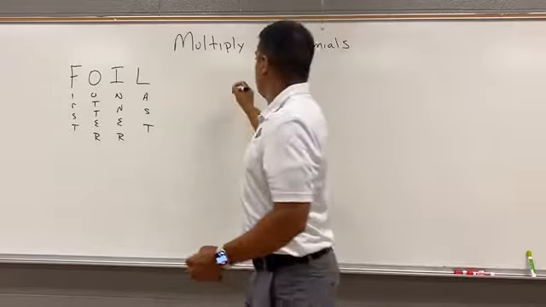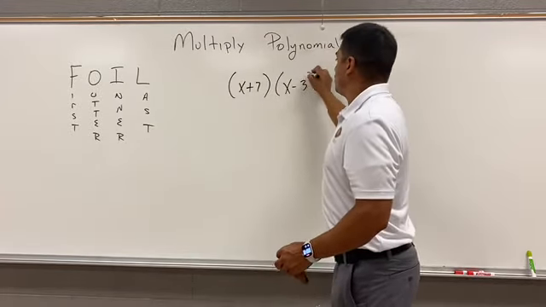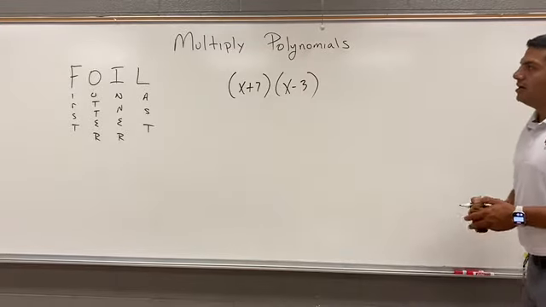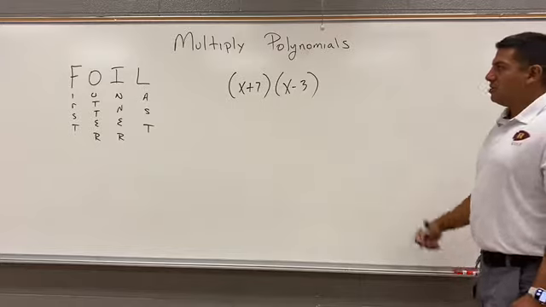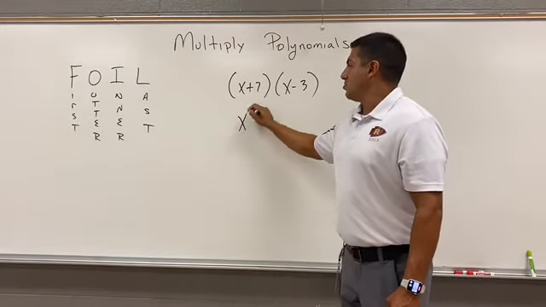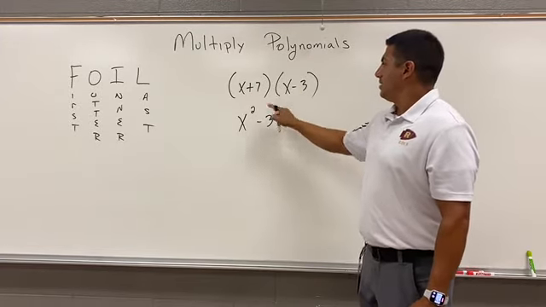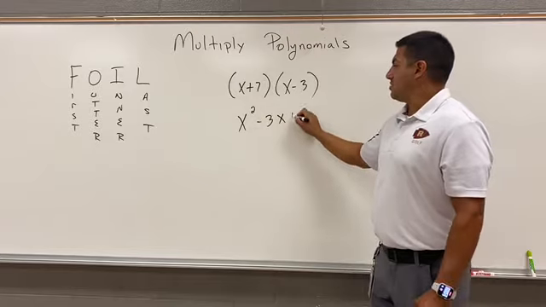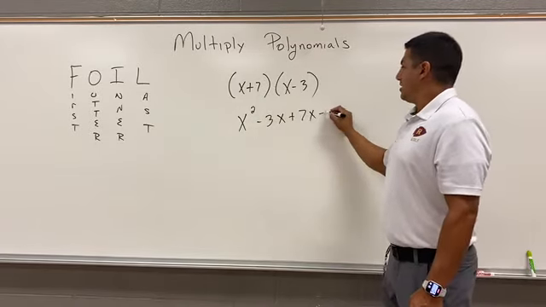We're going to do x plus 7 times x minus 3. Okay, so we have two binomials. I want you to think FOIL as soon as you see those. So first, x times x gives us x squared. Outer is negative 3x. Inner, 7 times x gives us 7x. And then last is negative 21.